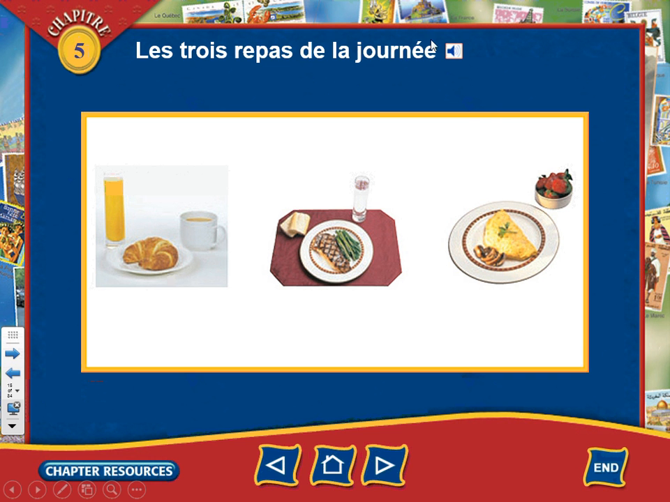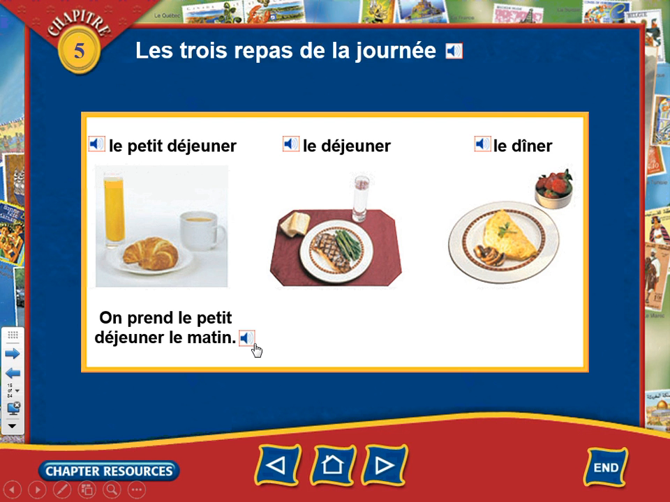All right, in our next section on our list, we have the 3 meals of the day. Les 3 repas de la journée. Repas is the word for meal in French. The 3 meals of the day. Le petit déjeuner. Petit déjeuner is breakfast. Le déjeuner. Déjeuner is lunch. Le dîner. And le dîner is dinner. Breakfast, lunch, and dinner.